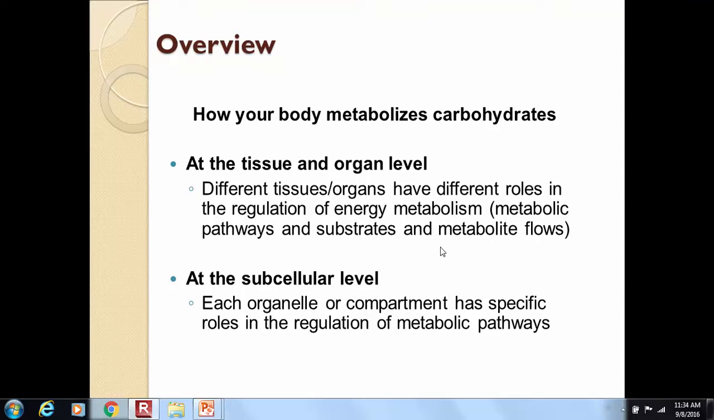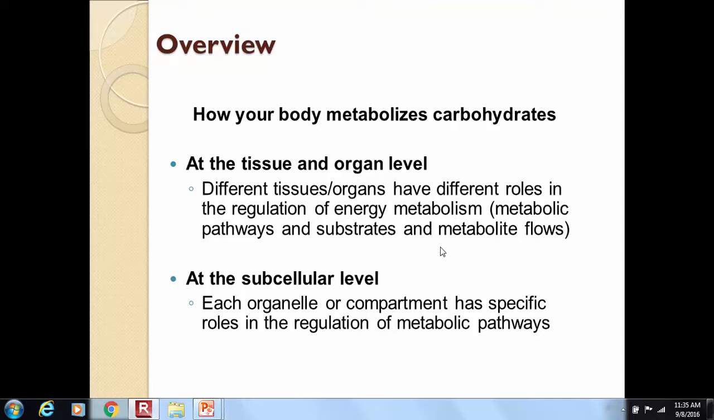We try to understand how our body metabolizes carbohydrates at two different levels. The first level is the tissue organ level, meaning different tissues and organs metabolize glucose differently. Glycogen is only stored in the liver and muscle, and only liver and kidney are able to make glucose through the gluconeogenic pathways. Different organs and tissues metabolize glucose differently, so we need to understand at this level. Another level is the cellular level. Cellular level means that each organelle or compartment has specific roles in the regulation of metabolism.